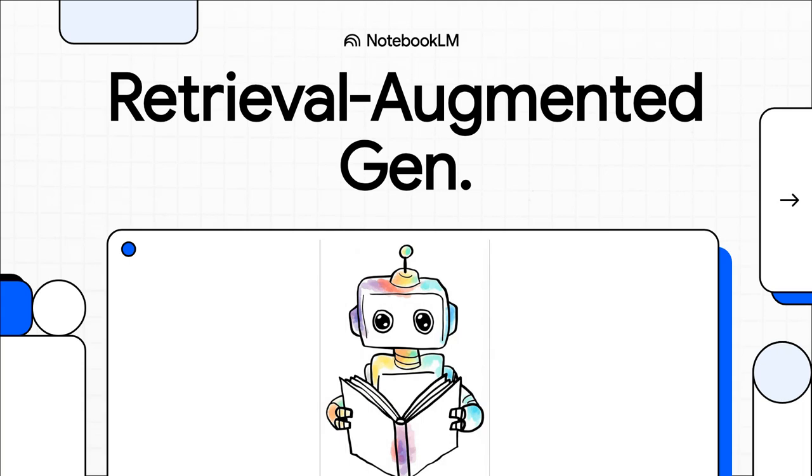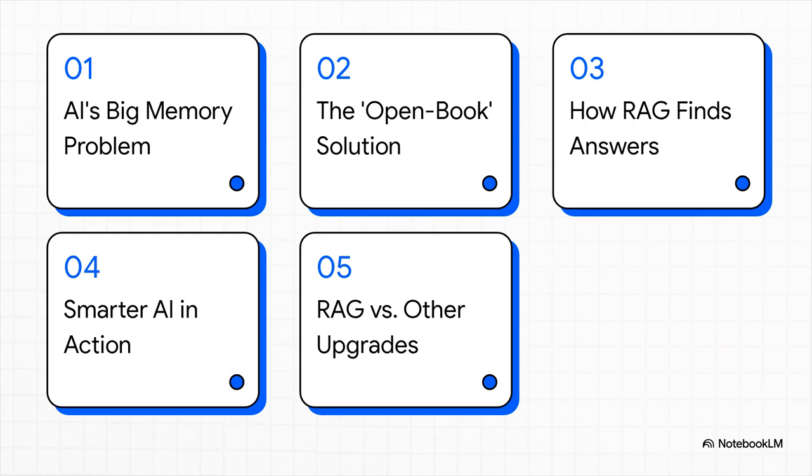Welcome to The Explainer. Today we are talking about a technology that is making AI so much smarter and honestly a lot more reliable. It's called Retrieval-Augmented Generation, or RAG for short, and it's basically fixing one of AI's biggest, most annoying flaws. So, here's what we're going to cover.